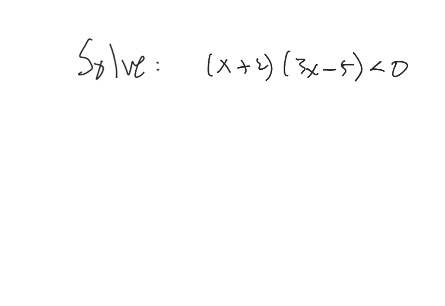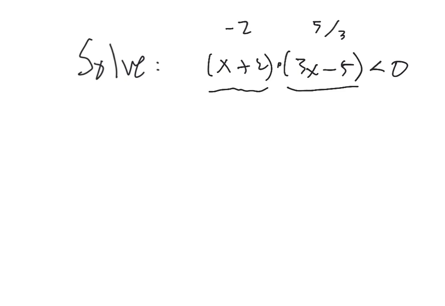So I look at these individual factors. They're lines. They're first-degree polynomials. So I know that each one of them has exactly one sign change point. This one changes sign at -2. This one changes sign at 5/3. Okay, and now these guys are multiplied together.